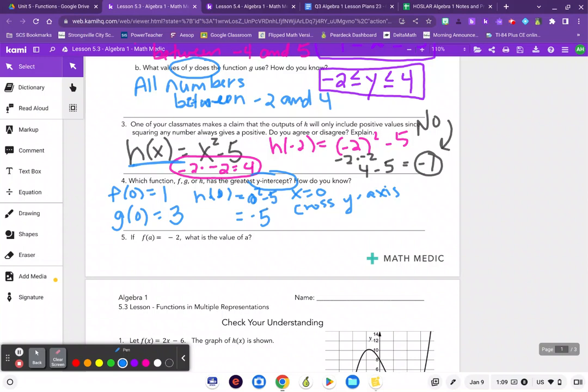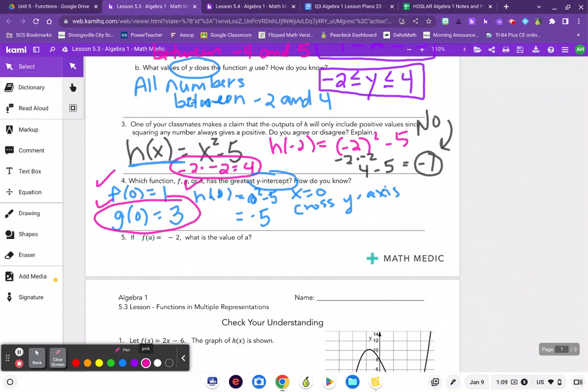And so which one has the biggest or greatest y-intercept? Well, g does. How do you know? Well, this is my evidence. I showed you what the output was for f, the output for g, the output for h, and 3 is bigger than the other two answers.